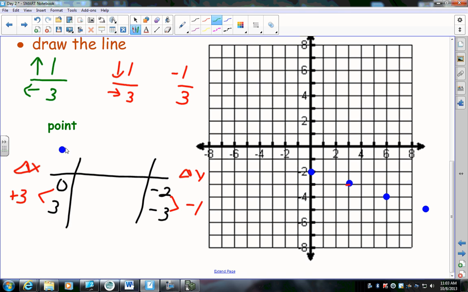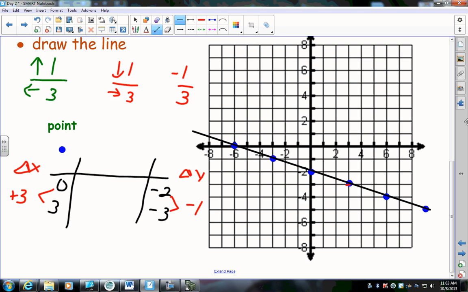So now, let's go back to our point at the y-intercept, and let's go up 1 to the left, 1, 2, 3. Let's do that again. There we go. Up 1 to the left, 1, 2, 3. Now I can draw my line. There's my line.